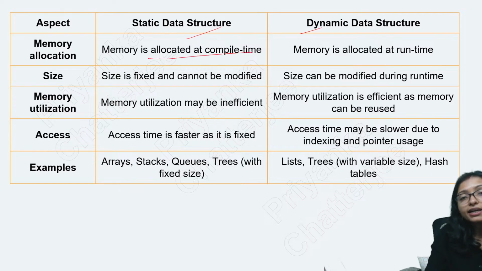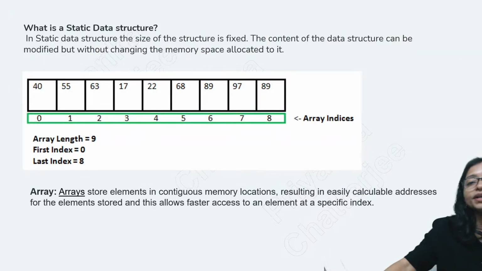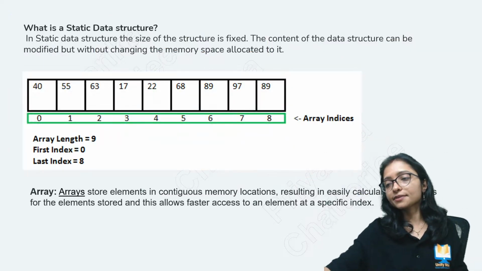Static means memory is allocated at compile time, and here memory is allocated at run time. It is fixed and cannot be modified, while this is modified at run time. Here the static ones are array, stack, queue. List means linked list. Trees and hash are dynamic data structures. So this is also most important. Here access time will be slower due to indexing and pointer use. Here access time will be faster because it is fixed. Definitely when it is fixed, then it will be faster. I hope it is clear to everyone, right? Yes.